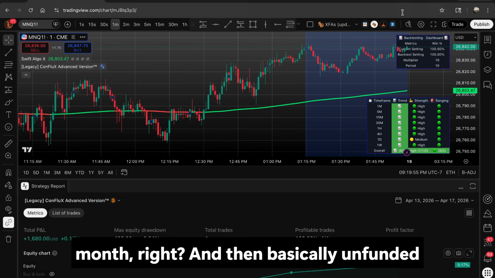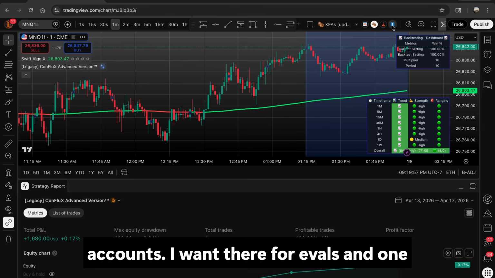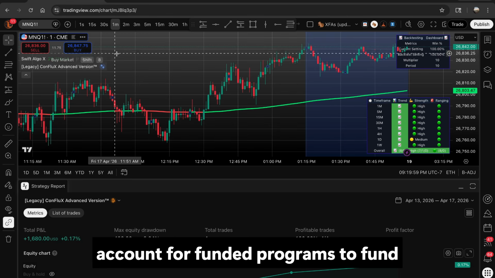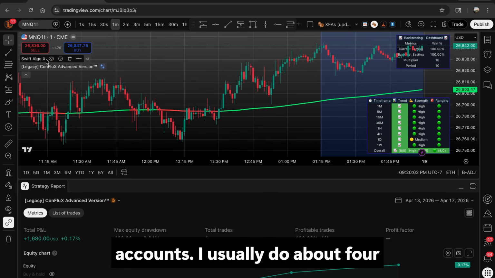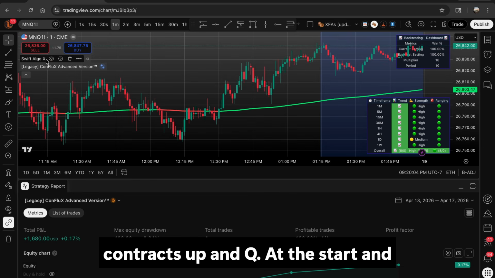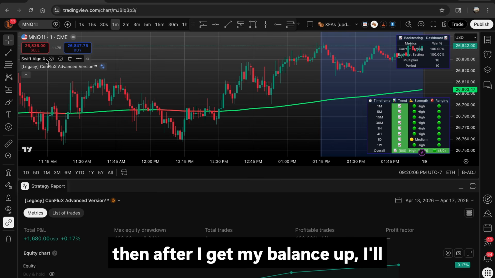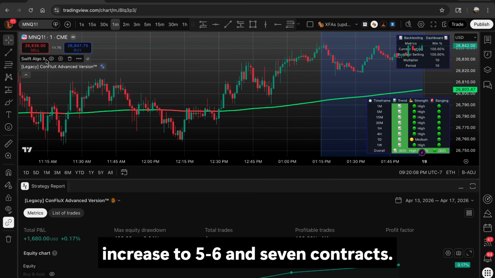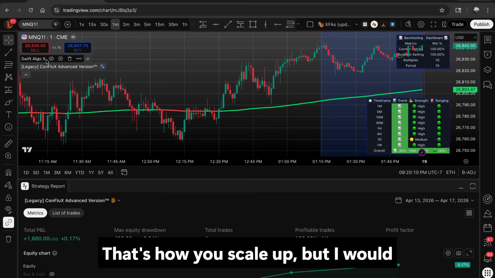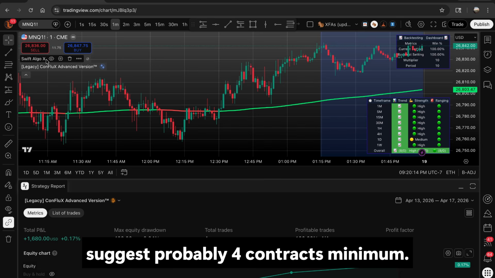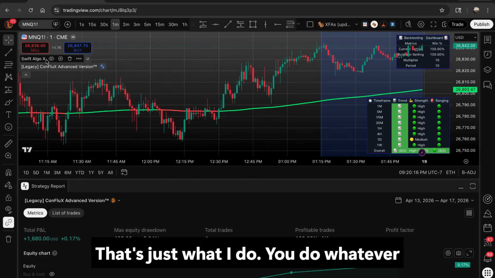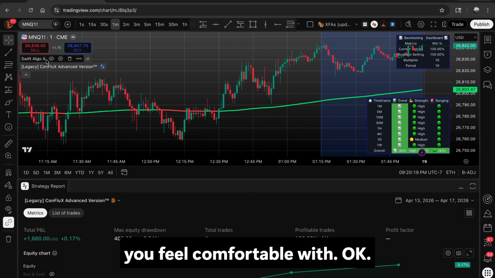And then basically on funded accounts, I have one layout for evals and one for funded. When it comes to funded accounts, I usually do about 4 contracts of MNQ at the start. And then after I get my balance up, I'll increase to 5, 6, and 7 contracts. That's how you scale up. But I would suggest probably 4 contracts minimum. That's just what I do. You do whatever you feel comfortable with.